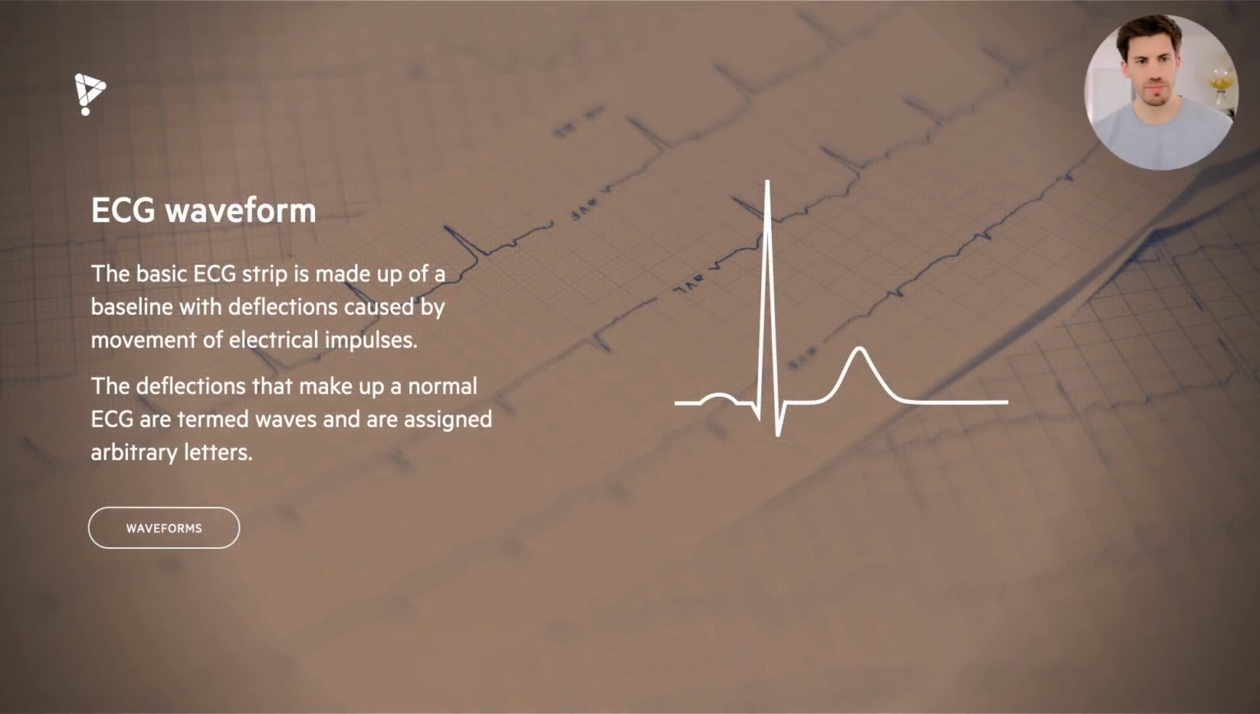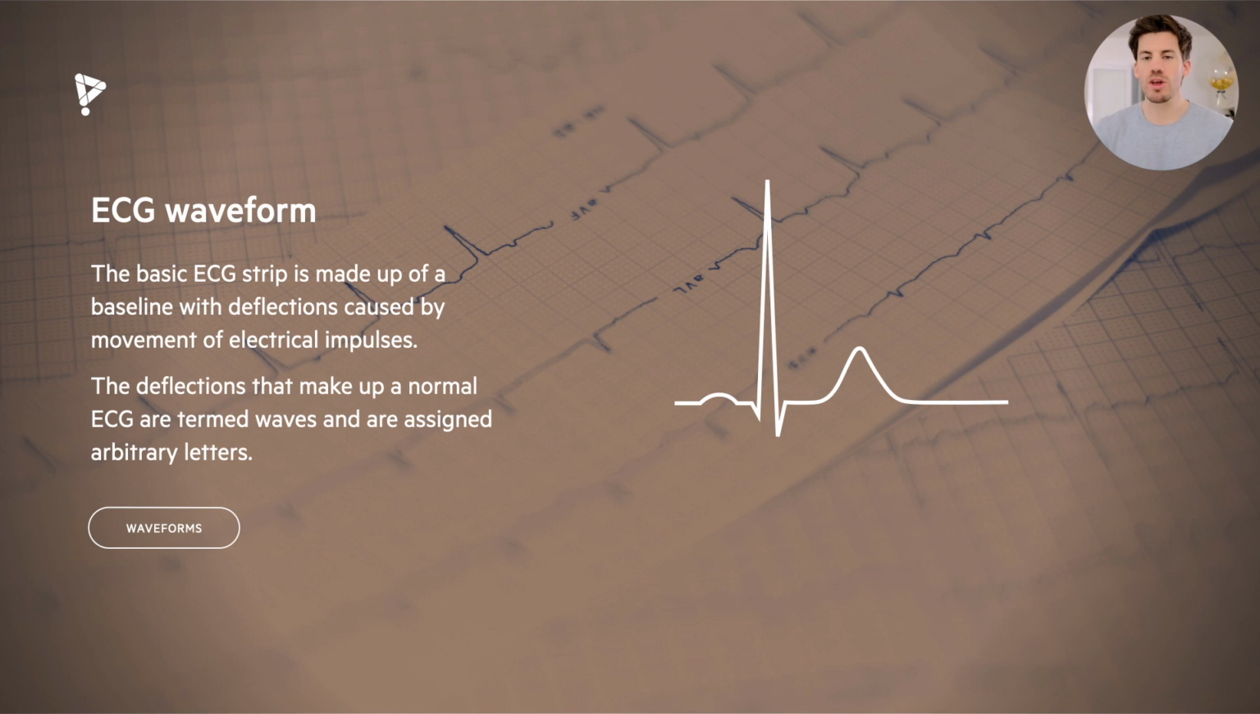Okay. So looking at waveforms, these are the different components of the ECG, the upward deflections or the negative deflections. The basic ECG strip is made up of a baseline, that isoelectric line, with deflections caused by movement of electrical impulses. And these deflections, as we said, are either going upwards, so they're positive, or going downwards because they're negative.